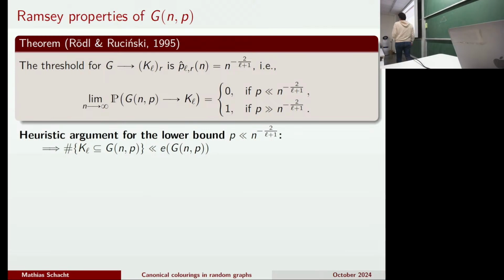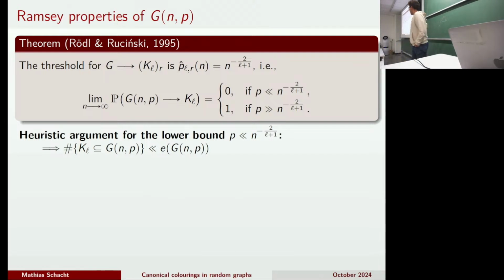Basically, the clique is balanced enough that you really just have to do the expectation for the clique itself. So if you write p to the L choose 2, n to the L, and you compare it with p n squared, and you ask for which p this is equal, then you come up with precisely this number.